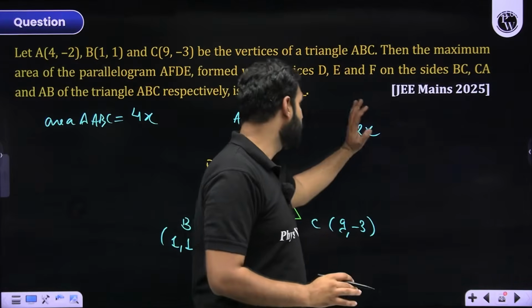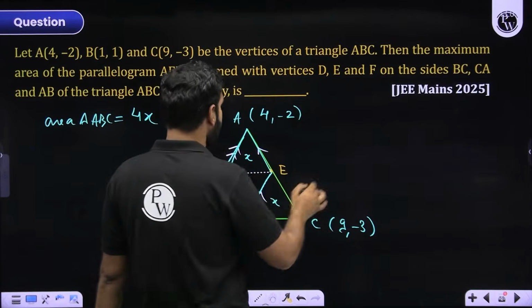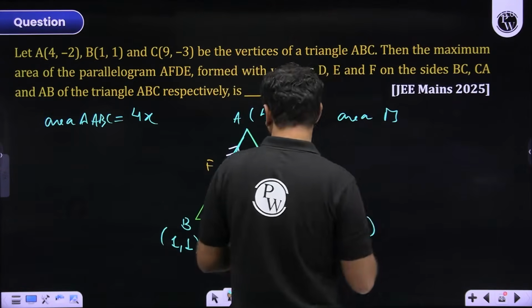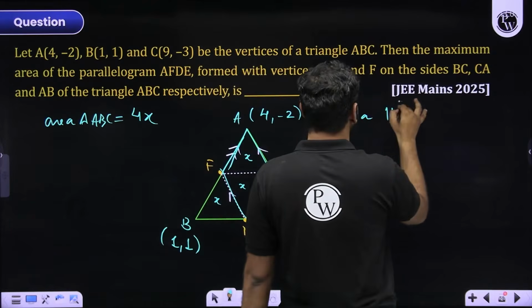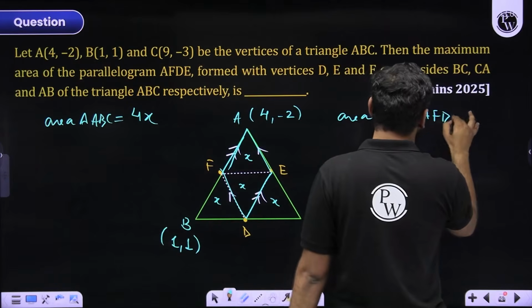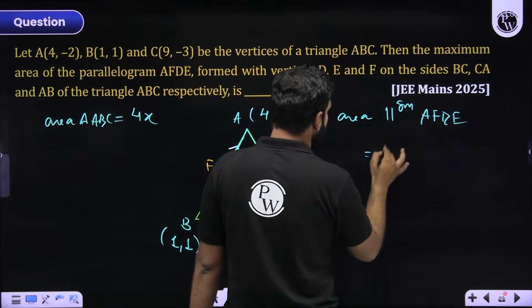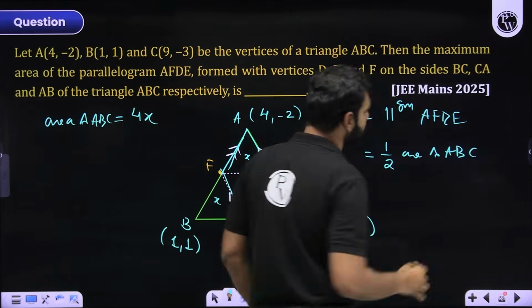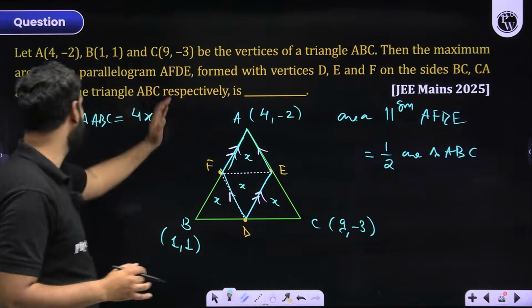So all I need to do is, I hope you're understanding it very clearly, I am asking you the area of the parallelogram. Which parallelogram, students? I'm asking you the area of the parallelogram AFDE. And that should be nothing but what? Half of the area of the triangle ABC. Did you get that conclusion very clearly? I hope there is no confusion on that.